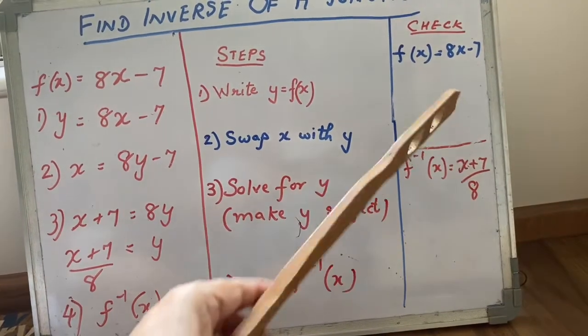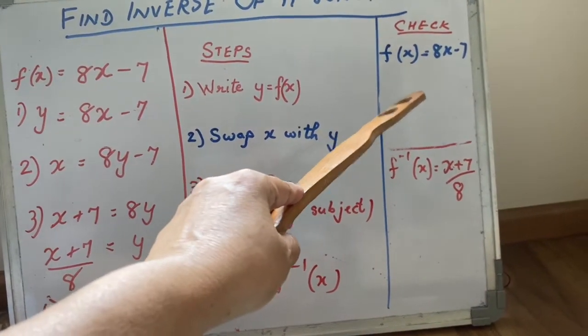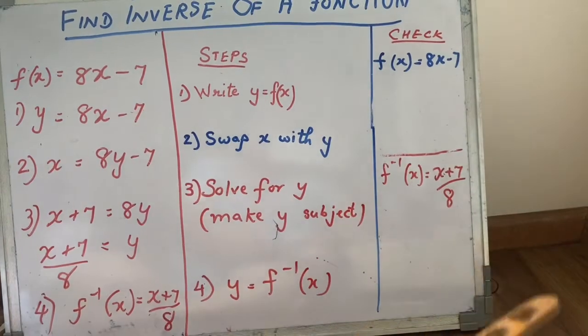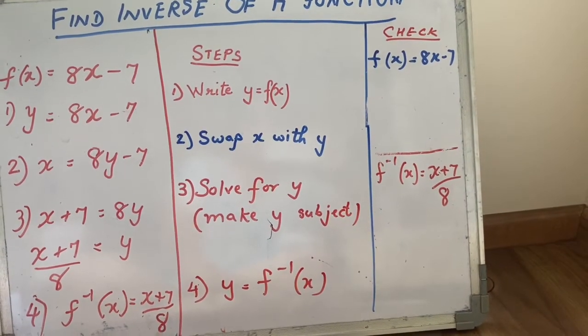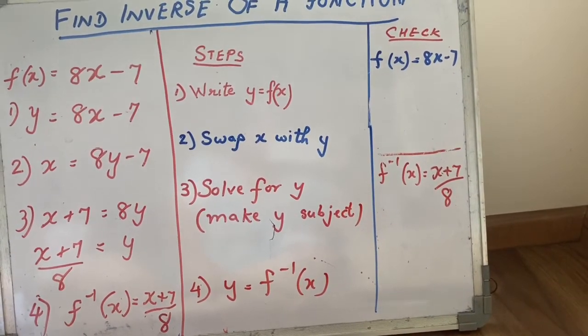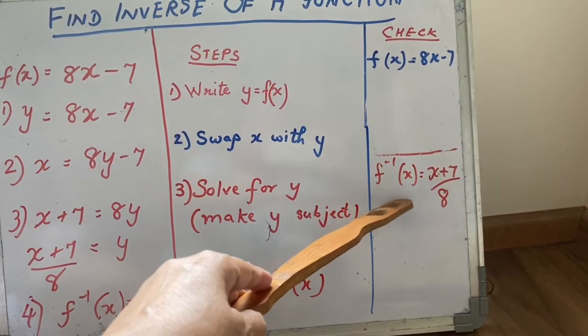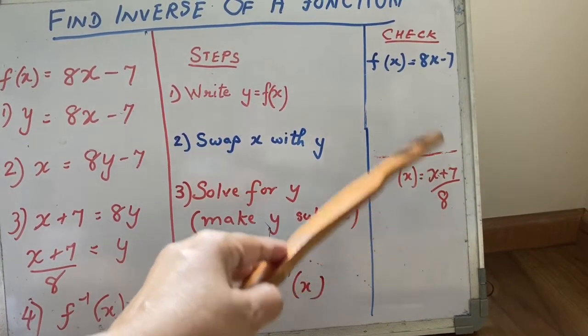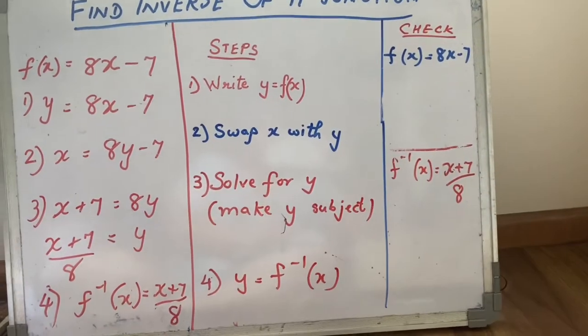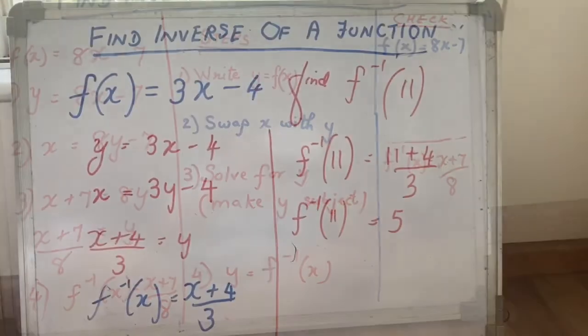Now I want you all to take any value for x and check out your answer. You can take your own value of x. Whatever is your output, that same value you will put in your inverse function and get the input. Is that clear?